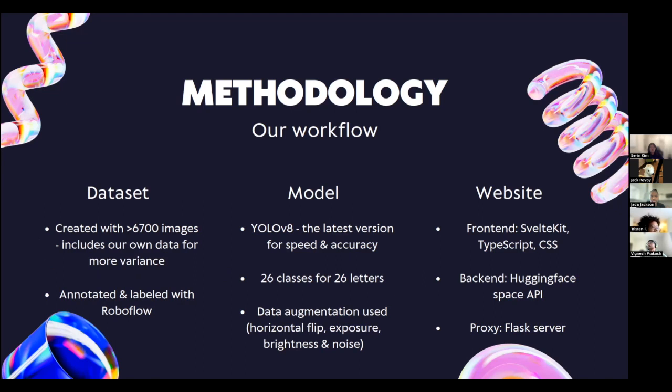We specifically chose this model for its speed and accuracy, as well as its ability to be embedded inside of the website, which made the live image annotation possible. There were a total of 26 classes for each of the 26 letters, and we augmented our data utilizing horizontal flipping, exposure, brightness, and noise. As for our web stack, the front end was built in SvelteKit, TypeScript, and CSS. Our back end had the model deployed onto a Hugging Face Space, and we use a Flask server as a proxy for communication between the two.